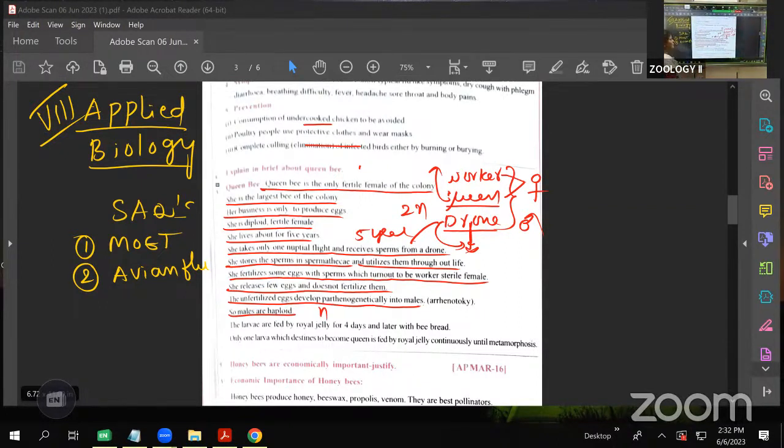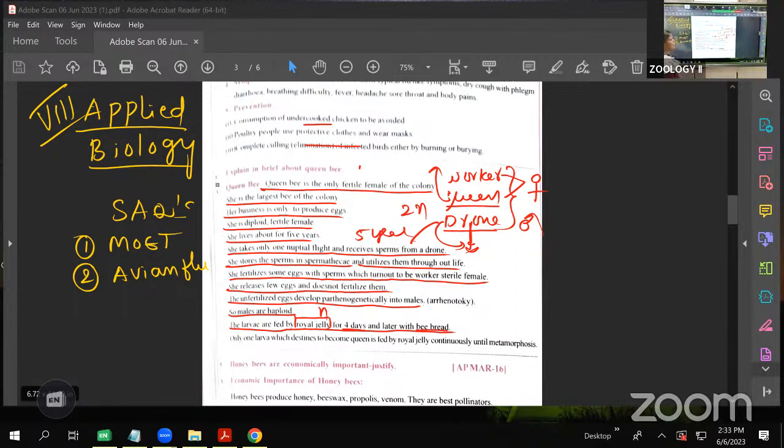Next, the larvae are fed royal jelly for 4 days, and later with bee honey. Clear? Royal jelly is made when workers collect nectar from the plants and transform it into a digestible substance that we call royal jelly. For 4 days, the larvae are nourished by royal jelly only. After that, they are nourished by bee bread.